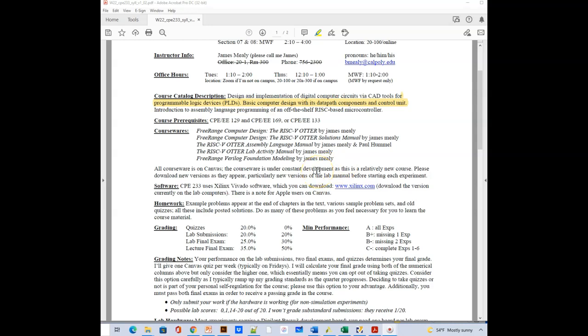So the software you need for this course is Xilinx Vivado. As you know, I'm sure you have experience with that. You can download it yourself. If you're an Apple person, there's a note on Canvas about using Apple. I actually know nothing about it. I can't really help you with that.